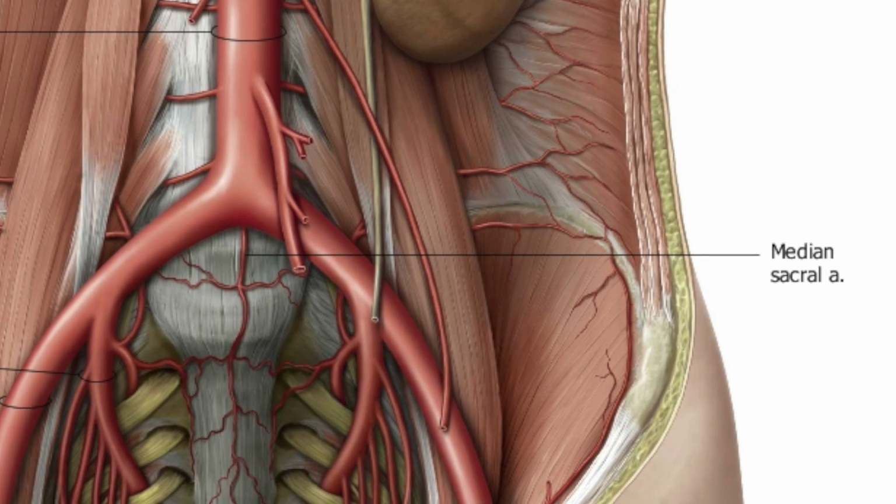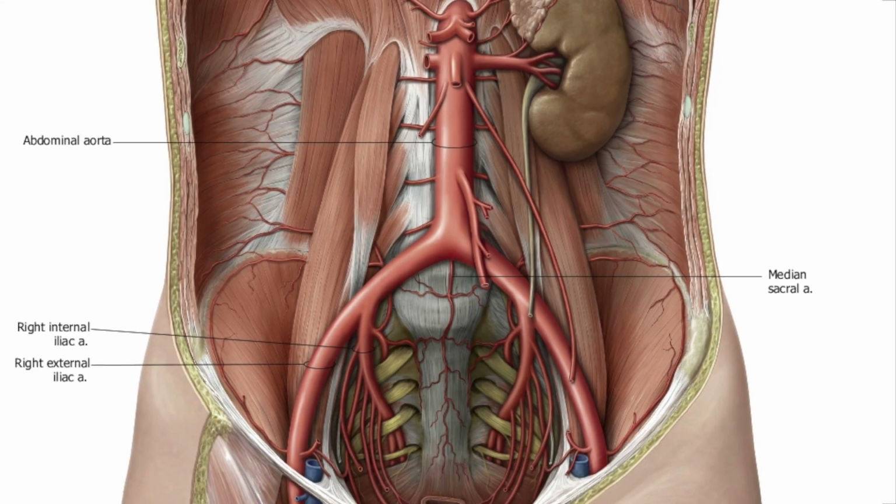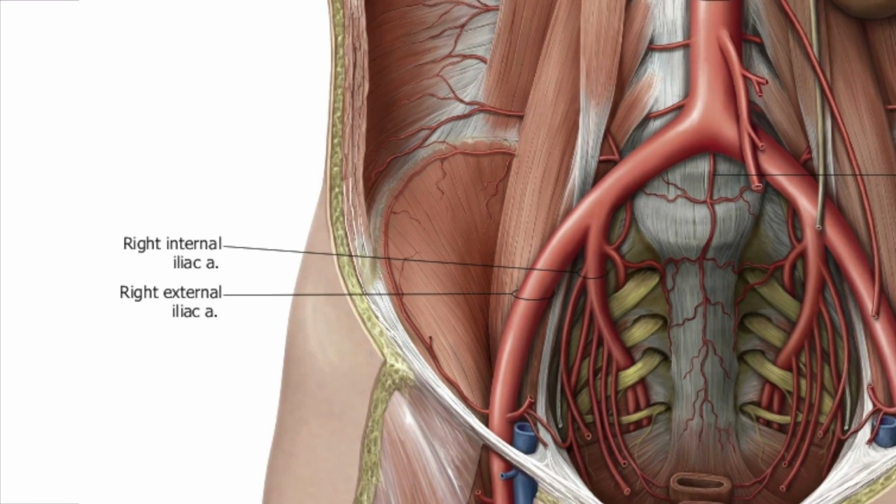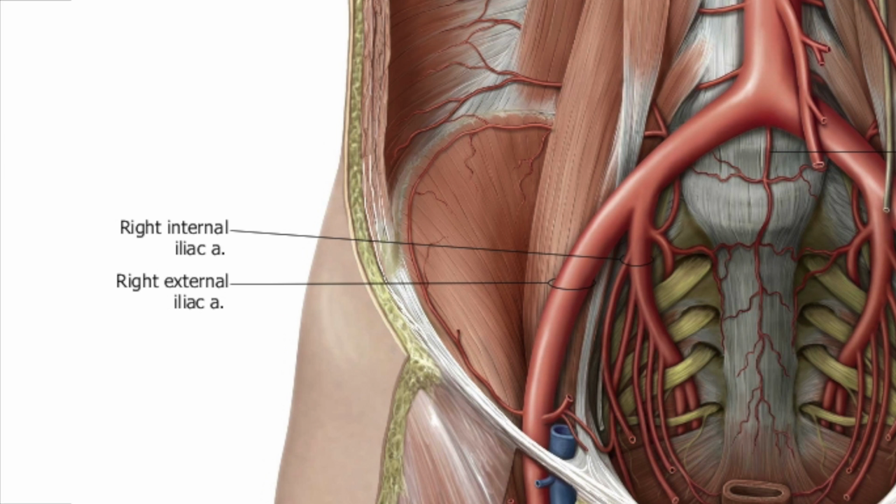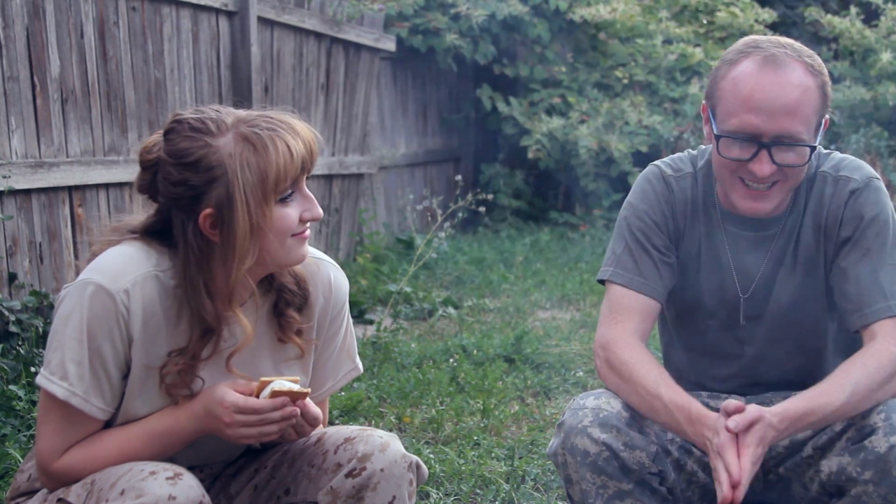The 2 main branches of the descending aorta are the common iliac arteries. Both of the common iliac arteries bifurcate into an internal iliac artery and an external iliac artery. The internal is found running deep into the pelvic cavity, while the external iliac artery is the more superficial of the 2. Man, these arteries are amazing.